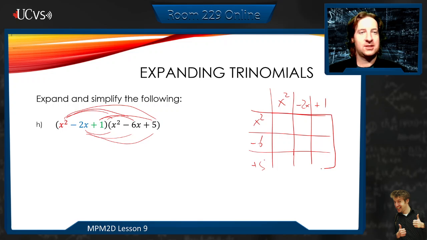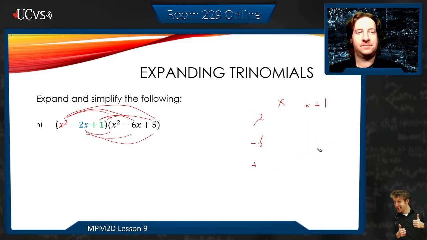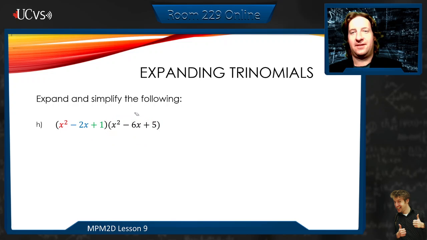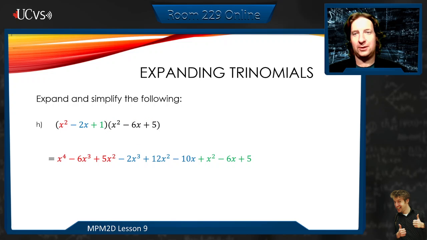How many multiplications are there? There's going to be 9. Right? There's 9 terms that are going to be multiplied. If I color code them here, I'm going to get rid of all those rainbows because that looks scary. So if I color code them all, what am I going to get? I'm going to get x squared times everything in the second bracket. So that's going to raise the power of everything in the second bracket by 2. So that's going to be x to the power 4, negative 6x cubed, and 5x squared. Notice I've just raised the power of everything by 2.